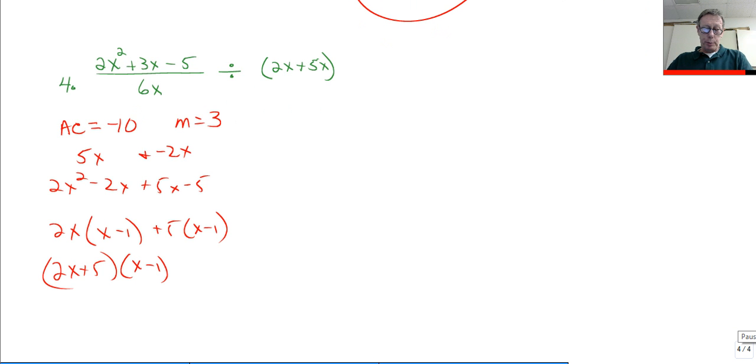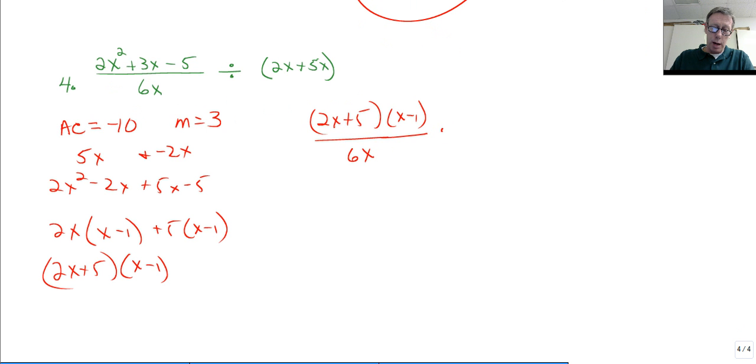Okay, the last example of dividing rational expressions, and I went ahead and factored the 2x squared plus 3x minus 5 using AC middle. So we will write that as 2x plus 5 times x minus 1 all over 6x times, now the reciprocal of the second fraction, which would be times 1 all over, and 2x plus 5x are going to form to be 7x.